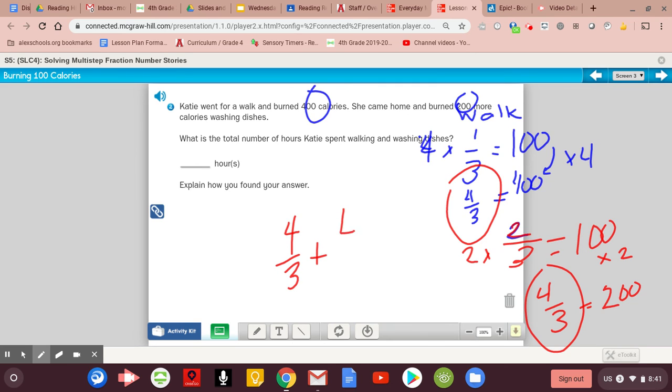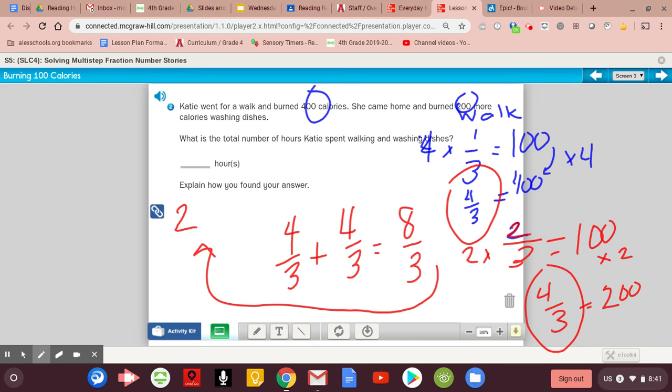4/3 plus 4/3. This is my last step. I add that numerator. The denominator stays the same and leaves me with 8/3. I am also going to simplify this 8/3 before I put it up into my hours. So 3 can go into 8 how many times? 2. And I will have 2 left over, which will give me 2 and 2/3 of an hour is how much time she spent washing her dishes and walking outside.